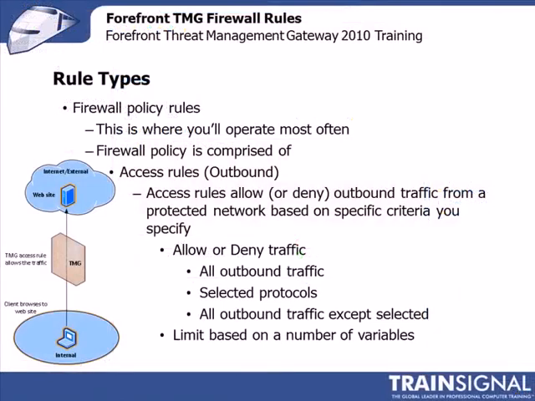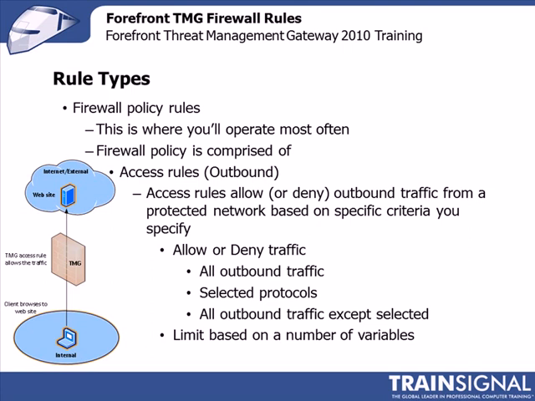Now, let's talk about firewall policy rules, because this is where you're going to operate most often, between here and web access policies and some of the more user-facing policies that are present in Threat Management Gateway. Firewall policy is comprised of access rules, which are outbound rules, and you can see a little diagram on the left-hand side of your screen, which basically shows you an outbound rule. You have an internal client, basically a client browsing to a website. Threat Management Gateway assesses the rule, and it's an access rule that allows the traffic so that it gets out to the website that you see the little arrow. Basically, access rules allow or deny outbound traffic from a protected network based on specific criteria you specify.